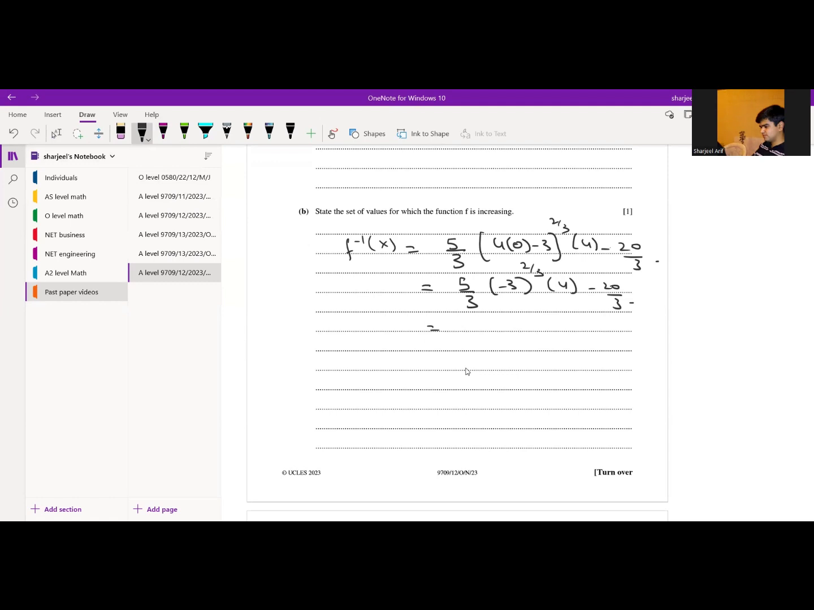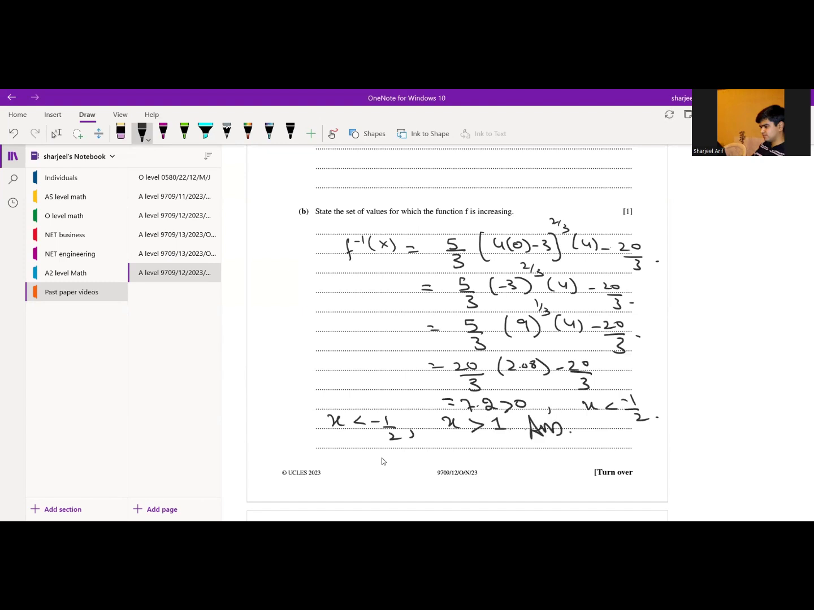To check whether it is positive or not, this will become 5 by 3 into 9 power 1 by 3 into 4 minus 20 by 3. 9 power 1 by 3 is equal to 2.08. So we will get a positive answer, that is 7.2. So it is greater than 0. The function is increasing when x is less than -1 by 2. So from it, we can interpret that when x is less than or equal to -1 by 2 and when x is greater than 1, the function is increasing.